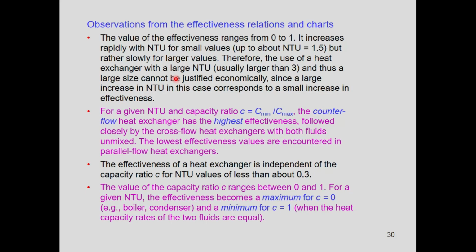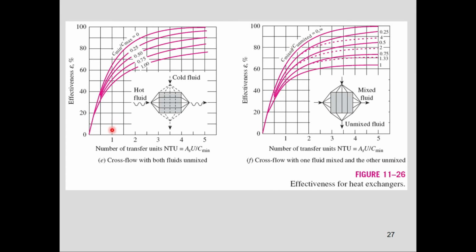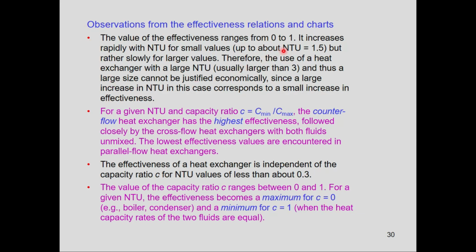First, let me read the few observations that we have made after reading the graphs in the previous slide. The value of the effectiveness ranges from 0 to 1. It means that the percentage, when we divide it by 100, will be from 0 to 1. So the effectiveness rapidly increases with NTU for small values, up to an NTU value of 1.5.